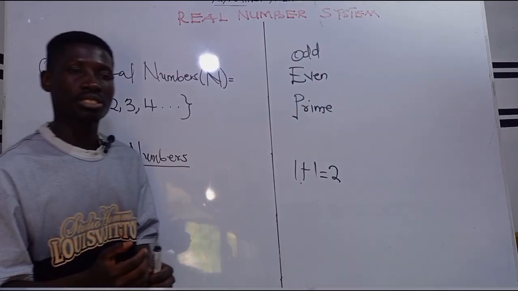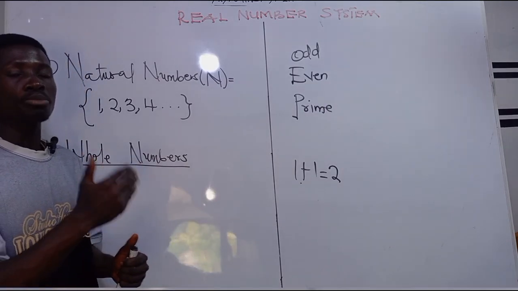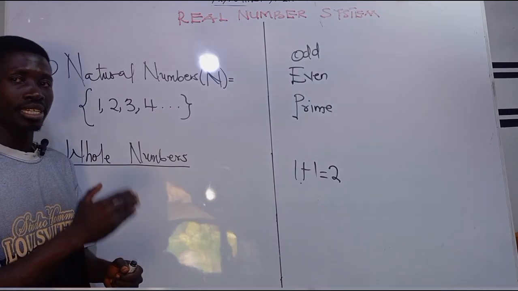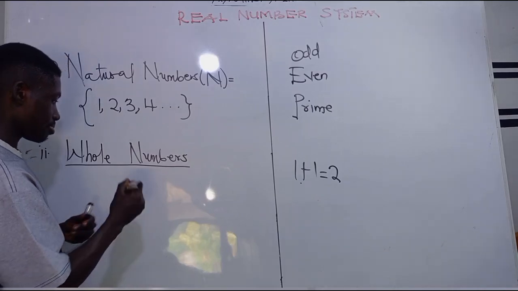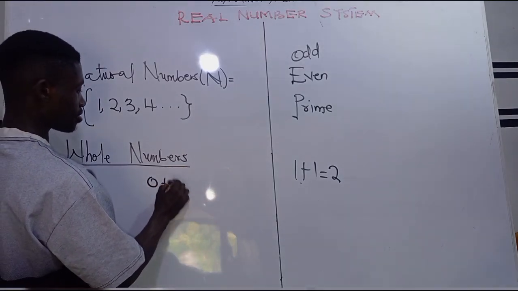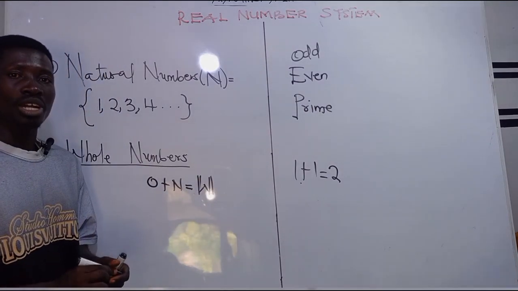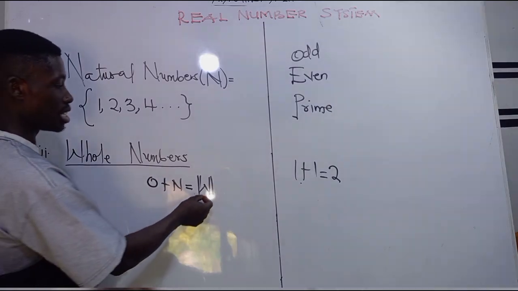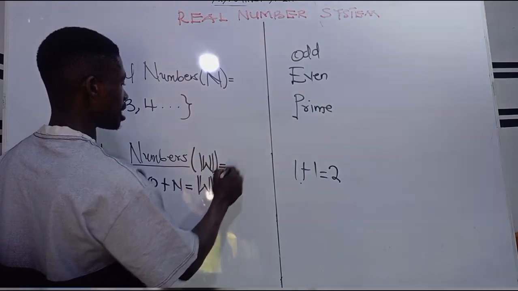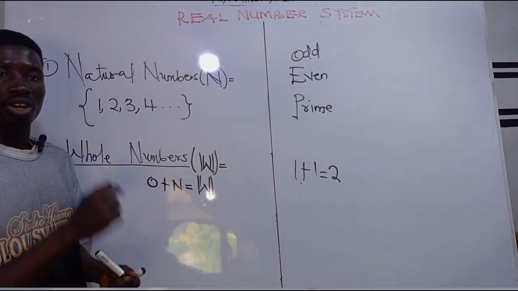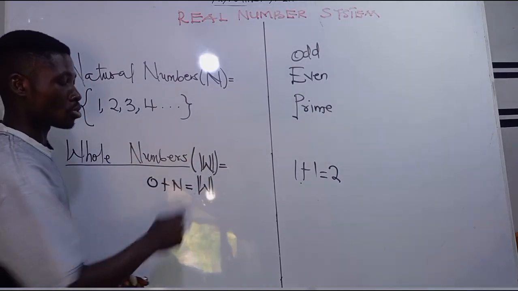Now, when we talk about whole numbers, we are referring to positive counting numbers that start from 0 up to infinity. With whole numbers, it starts from where? 0 up to infinity. So we can say that 0 plus natural numbers gives us what? Whole numbers. And whole numbers are denoted with this very symbol. So when you see something of this nature, this should tell you that we are talking about what? Whole numbers. Whole numbers include 0. So 0 plus natural numbers gives us whole numbers.